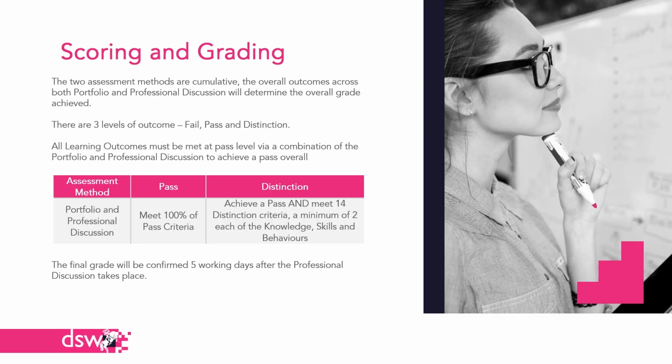Scoring and grading. There are 3 levels of outcome: fail, pass and distinction. All learning outcomes must be met at pass level by a combination of portfolio and professional discussion to achieve a pass overall. The 2 assessment methods are cumulative. The overall outcomes across both portfolio and professional discussion will determine the overall grade achieved. The final grade will be confirmed within 5 working days of the professional discussion taking place.